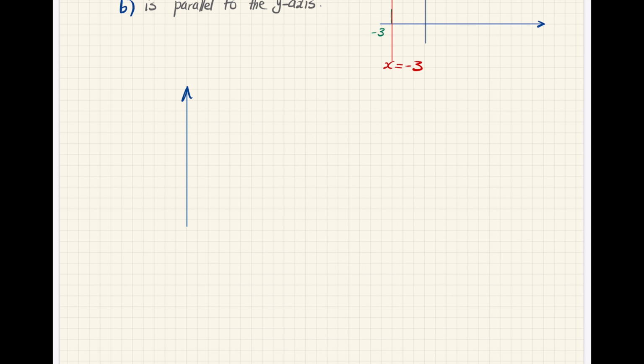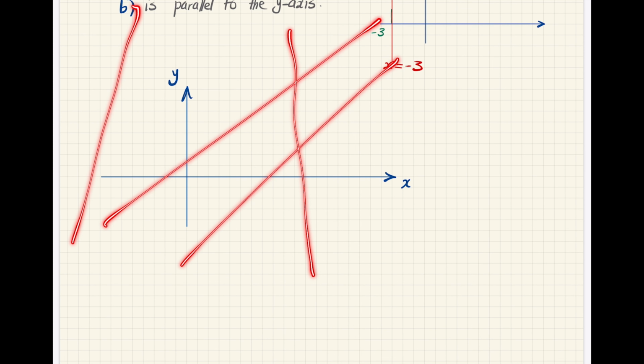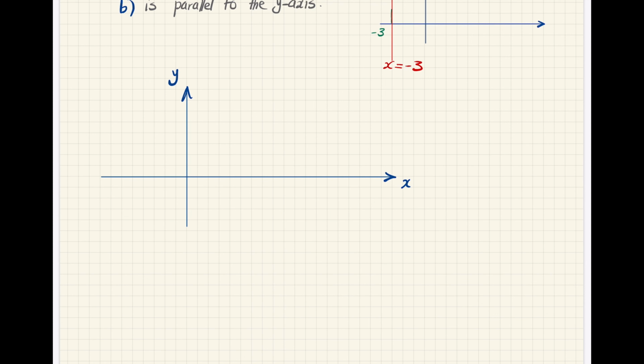So first of all, let me ask you some questions. If I ask you how many lines there are in the plane, you would say infinitely many. If I want to write an equation for one of them, it means that I should find a way to address exactly one of them, because I have infinitely many lines in the plane. This is one line, this is another line, this is another line. These are infinitely many lines in the plane.